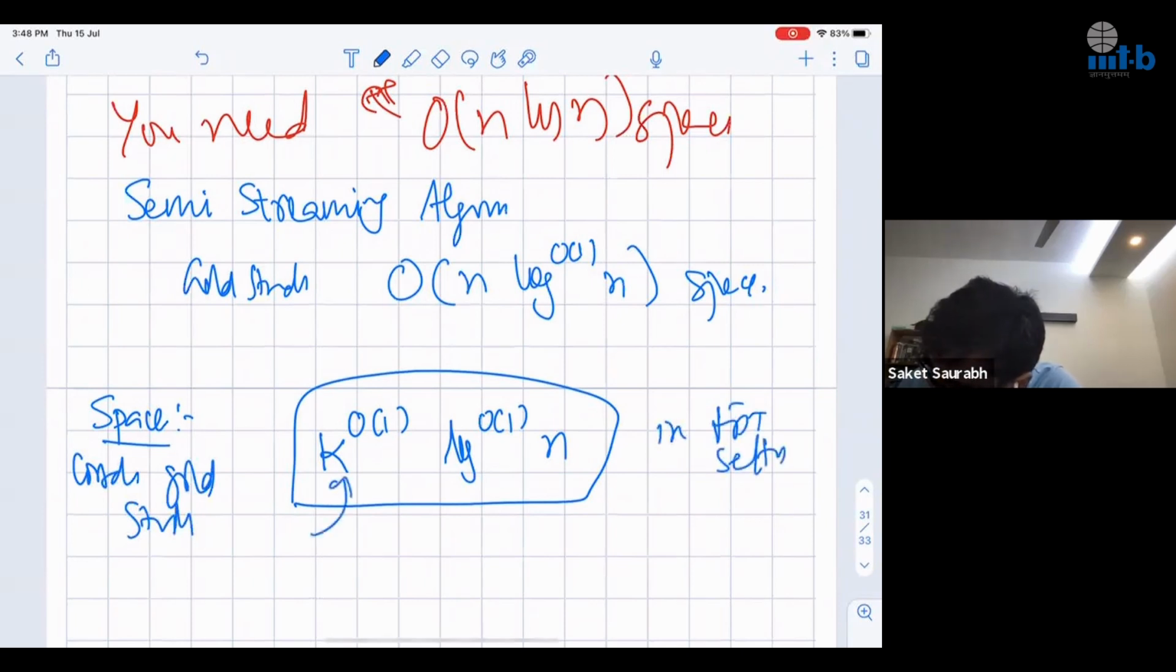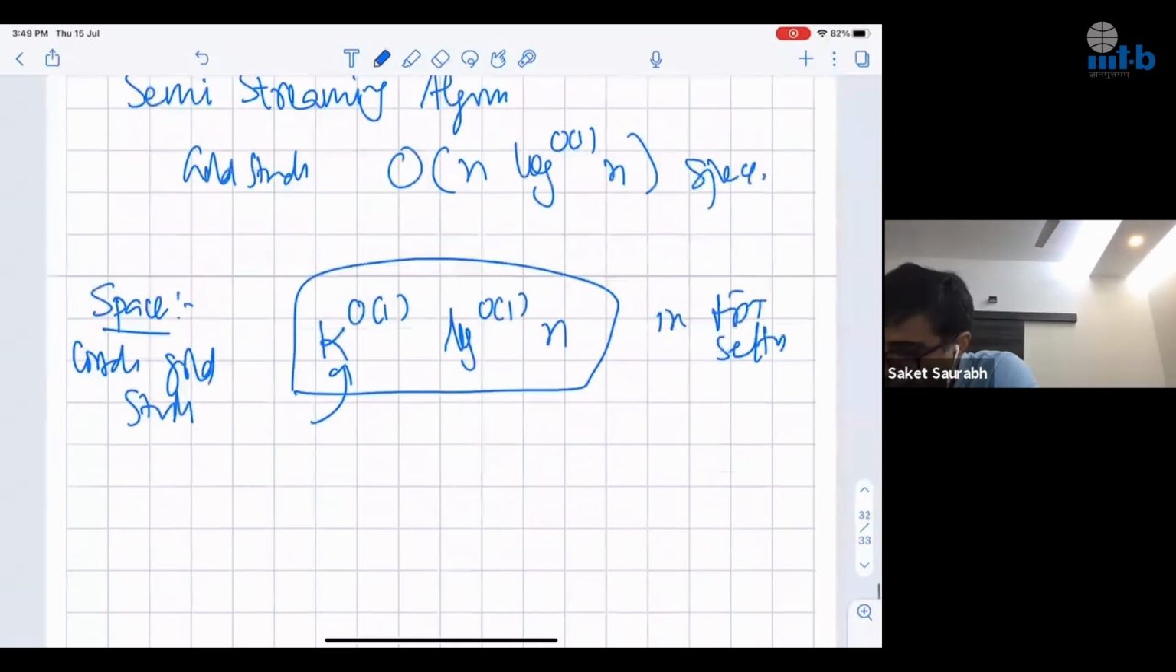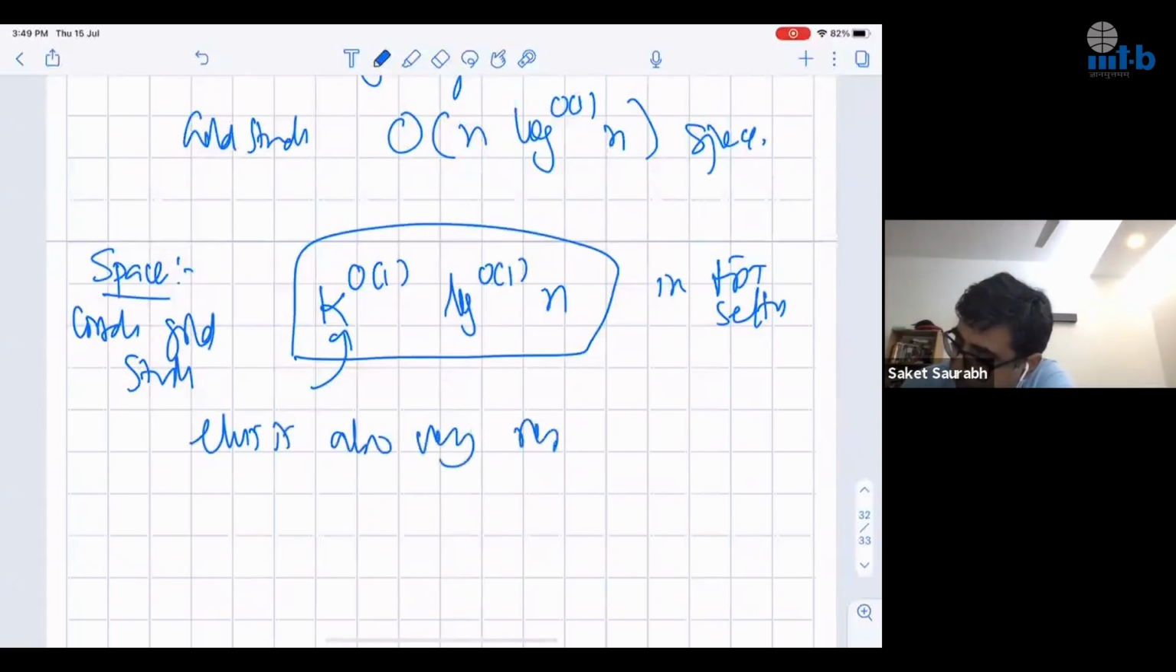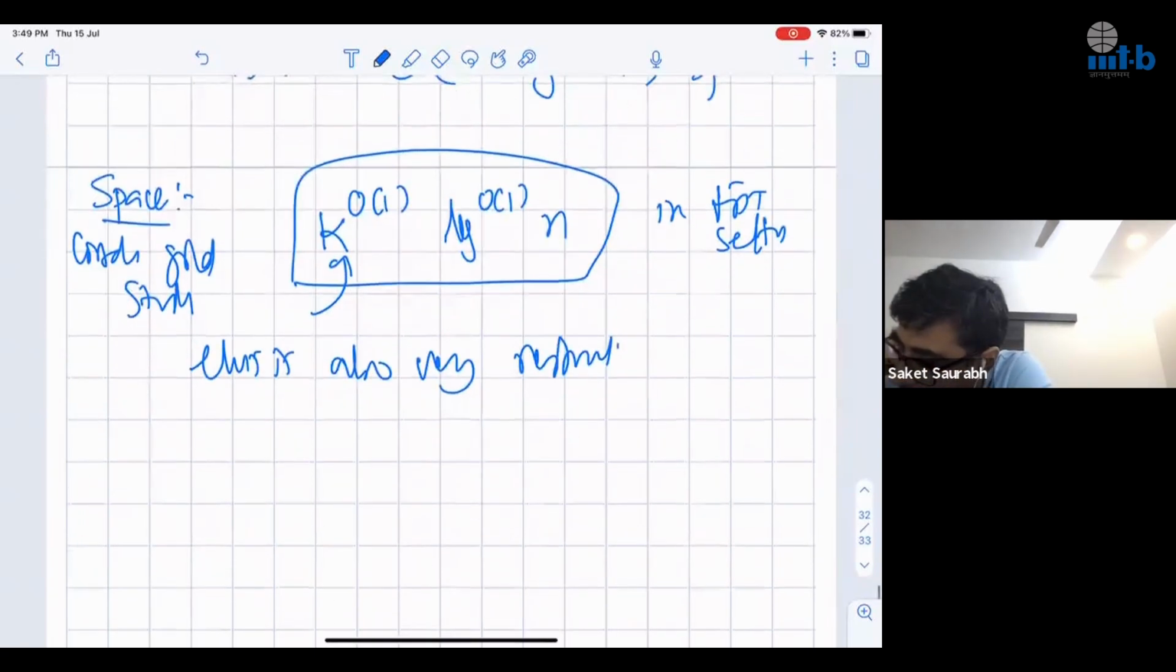Because now I have parameterized space. I want to solve, say, the vertex cover problem, but edges are going by, and I can only keep k^O(1) log^O(1) n space. I will give you this algorithm. But very soon we realized that this is also very restrictive.